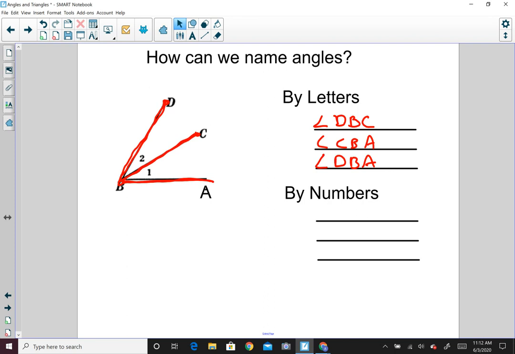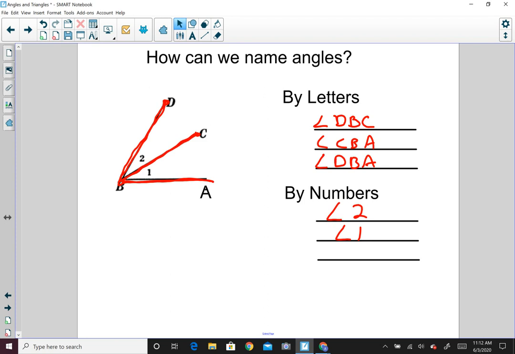If I did it by numbers, see that little 2 in the angle space? That means angle 2 right there. I also have a 1 in that little angle space. That means angle 1. We don't have an angle 3. You can't just make up numbers that aren't in the drawing. So we just have by numbers angle 1 and angle 2 for this picture.